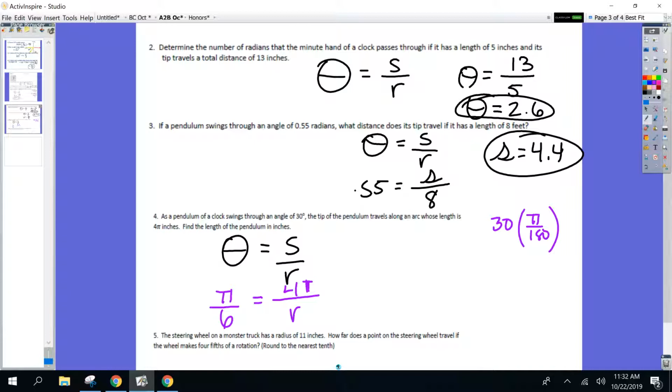Good, cross multiply. So you'll get what? Pi times R equals, what's 6 times 4 pi? I'll just leave it 24 pi. Everyone all right where I'm getting these from? Yeah. And then what am I going to have to do on both sides? Divide by pi. If you want to do it in your calculator, you don't have to.